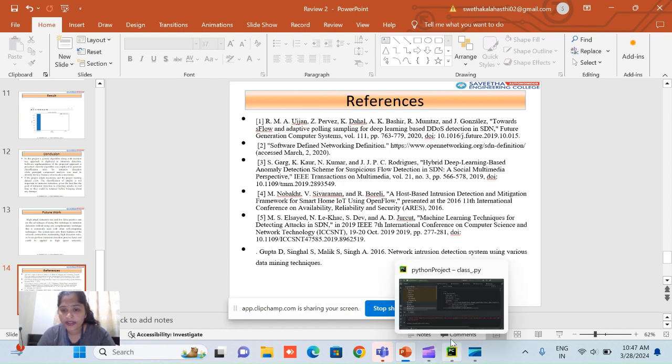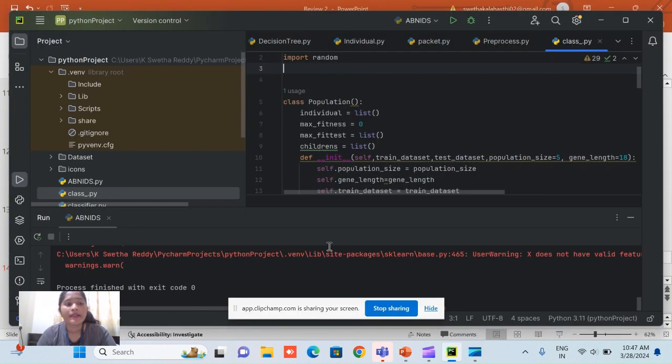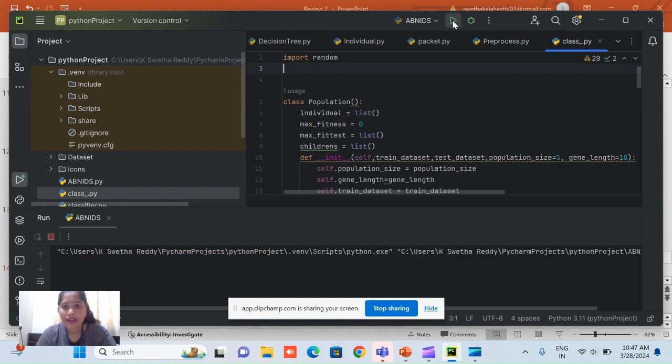We go to PyCharm first. Now we have the folders like decision tree, individual by packet, preprocessors, and classifier. First we move to the class and we run this. If we run, it will run. It takes time to execute, so we will wait until it gets run.